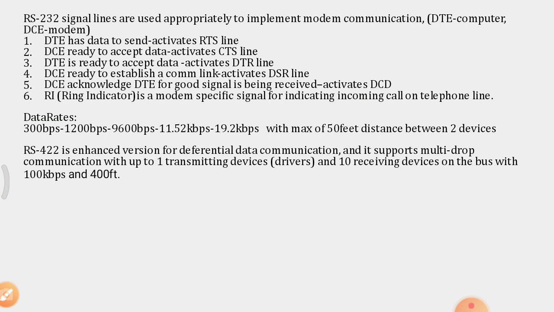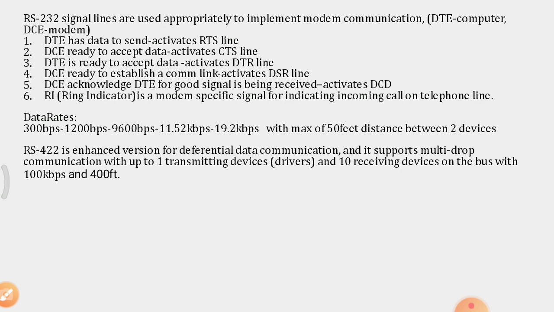Then, if the DTE is ready to accept the data, it activates the DTR line, Data Terminal Ready. And if DCE is ready to establish a communication link, then it activates the DSR line, Data Set Ready. So this is on both sides: DTE is ready, DCE will respond; if DCE is ready, DTE will respond. Always the DTR line should be set first, and then the DSR line.